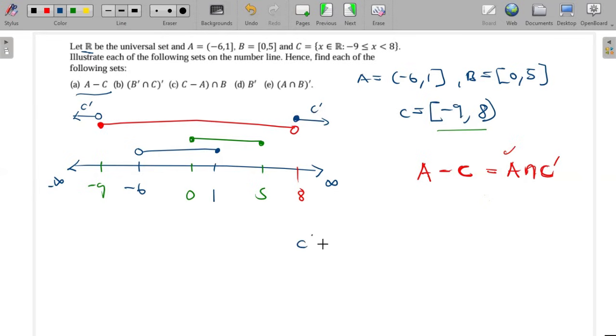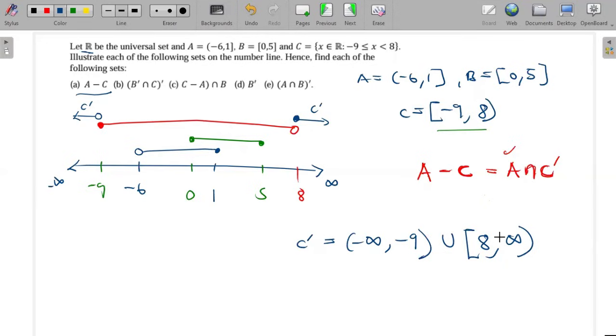In short, C complement is going to be a union of two sets. That is from negative infinity, which is always open, comma, to -9, open at -9. Then union, at 8 it is closed, so 8 with a square bracket, all the way to positive infinity, which is open. So this here is my C complement. Now they're telling me to intersect.